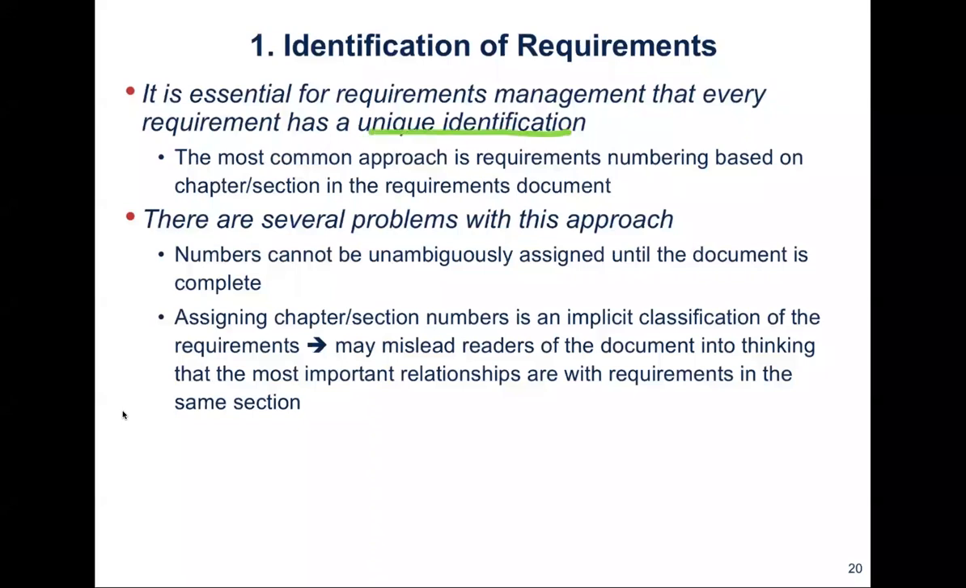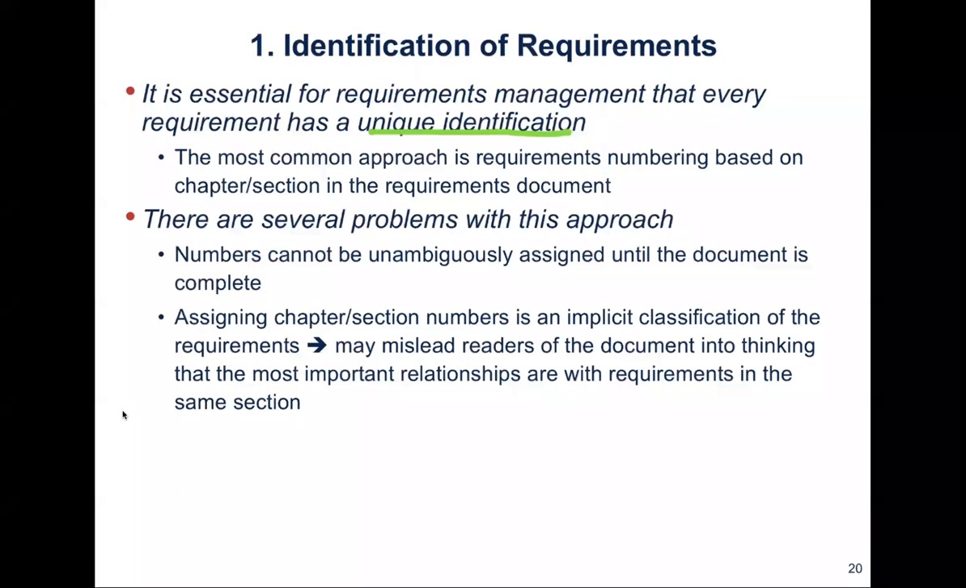The most common approach to provide a unique identification for each requirement, so we can have an efficient requirement management process, is requirement numbering based on either the chapter or the section in the requirement document. There are several problems with this approach. The first one is numbers cannot be unambiguously assigned until the document is complete.